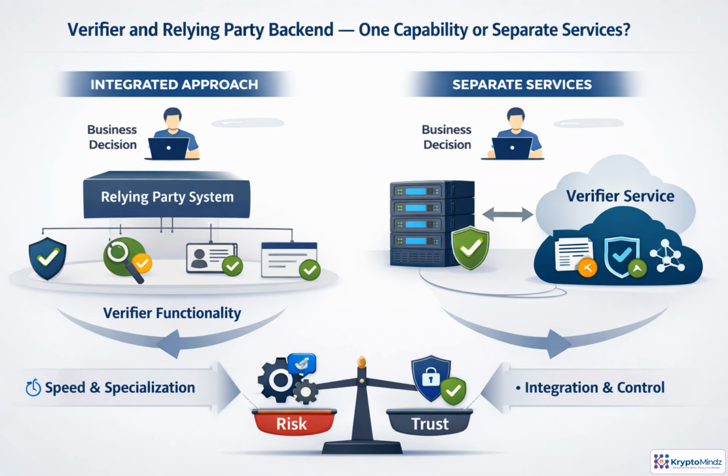At this point, you're balancing two verification patterns. In an embedded model, the relying party runs verification logic itself. That gives tight control, fast decisions, and fewer moving parts. But it demands in-house expertise for signatures, trust lists, revocation, and policy. With an external verifier, you gain specialization, scalability, and vendor updates. But you introduce integration complexity, vendor dependence, and shared incident duties. In both cases, the relying party still owns the business decision.